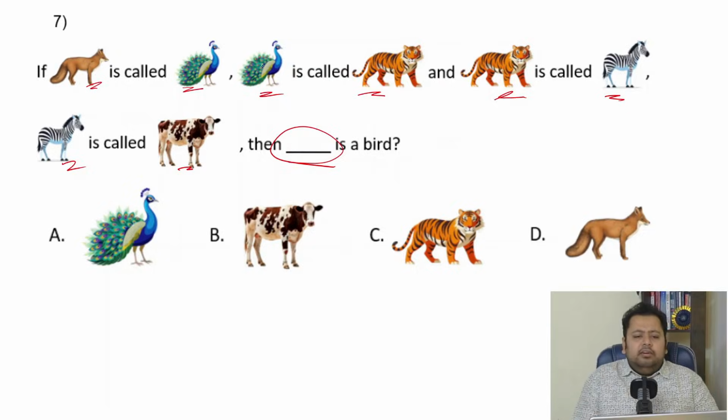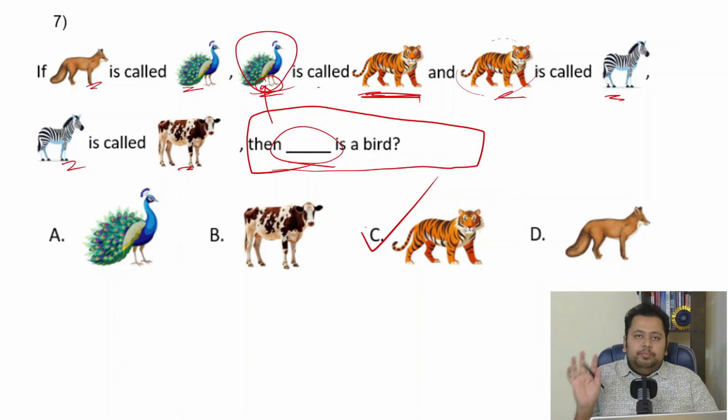Great. Easy one. What is called a bird? Obviously, peacock is a bird, right? Peacock is a bird. So what is a bird? Peacock is a bird. Peacock is called what? Peacock is called a tiger. So option C is your correct answer. Simple. If you got it correct, give yourself a star. And now we move to question number 8.